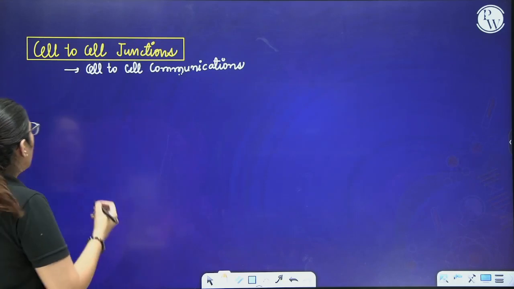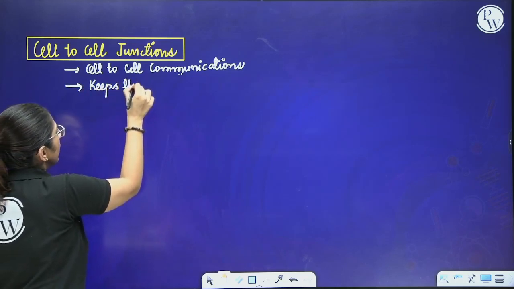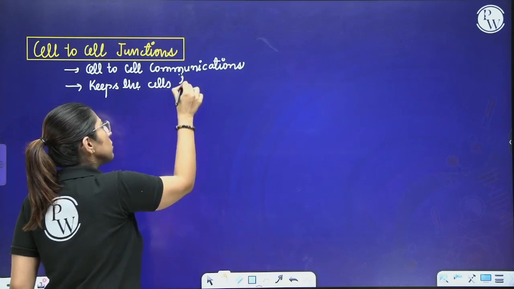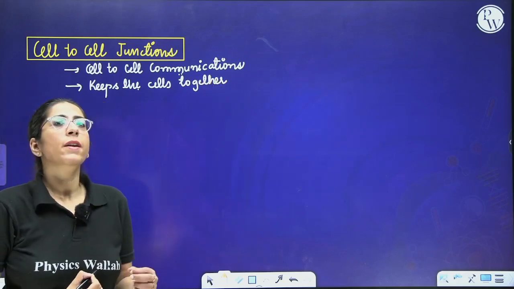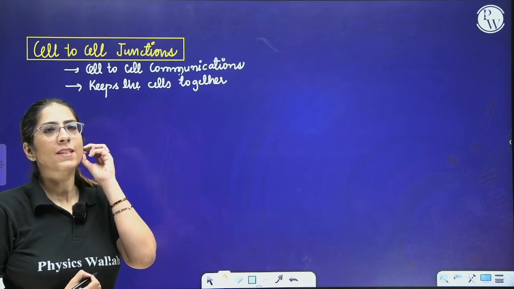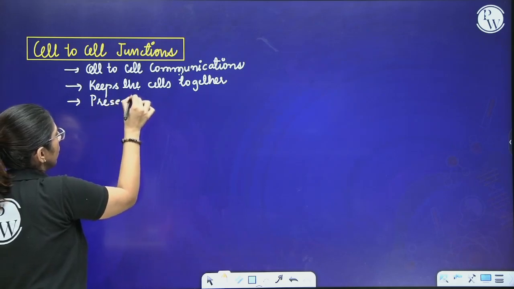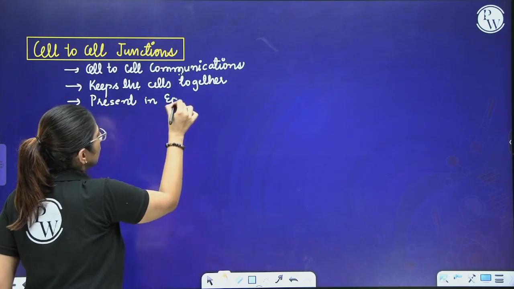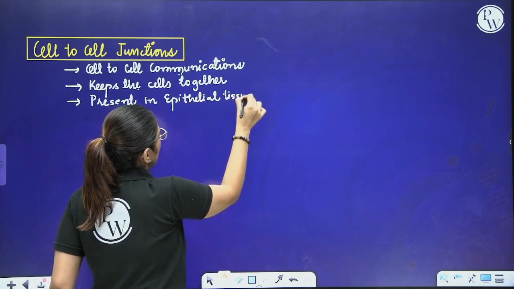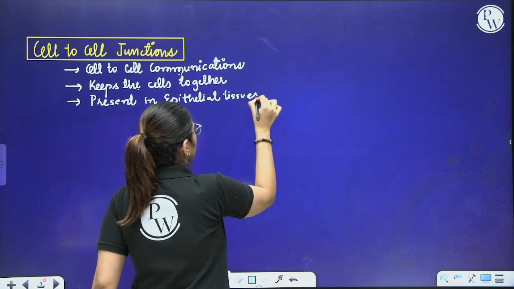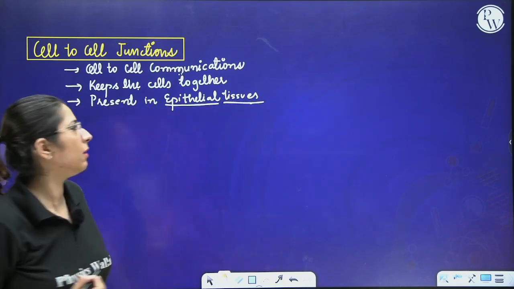And what is another function? Another function is that they keep the cells together. It helps in adherence of the cells. Now, these cell junctions are basically present in epithelial tissue, and sometimes in muscular and nervous tissue.